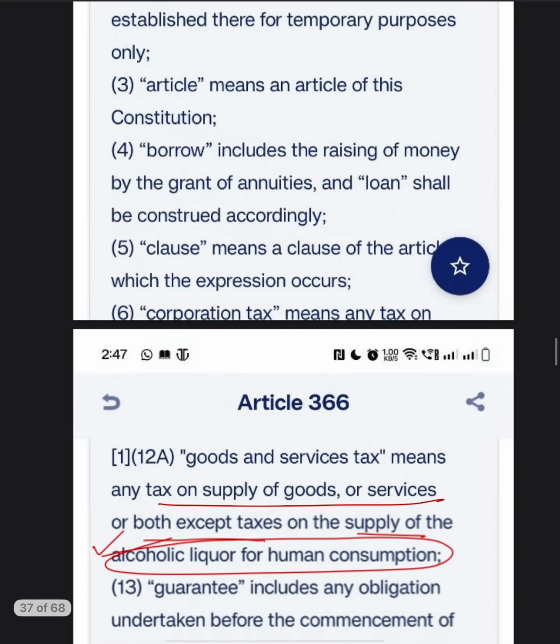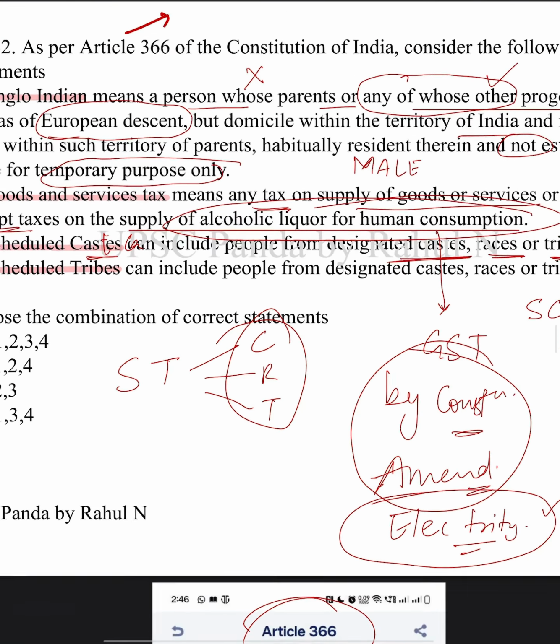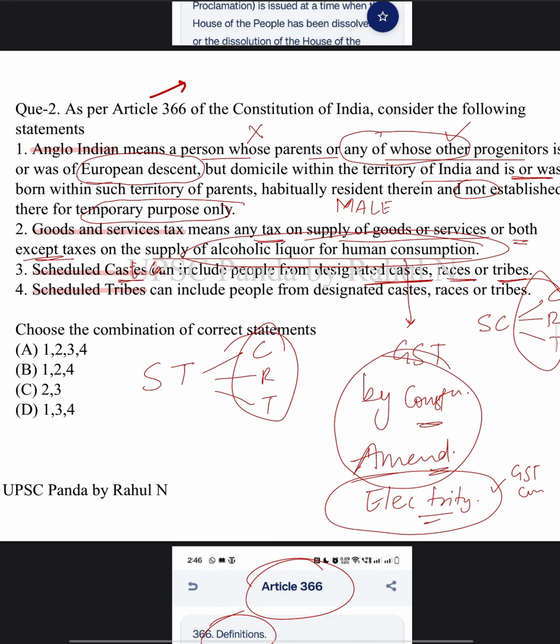ठीक है. So let us see. In case of scheduled tribe, designated tribe होगा केवल, not caste and race. But in case of scheduled caste, it can be caste, race and tribe. So the third statement is correct and the second statement is correct. So the answer will be 2 and 3. The first one and the fourth one is incorrect. I hope this is clear. Now let us move to the next question.